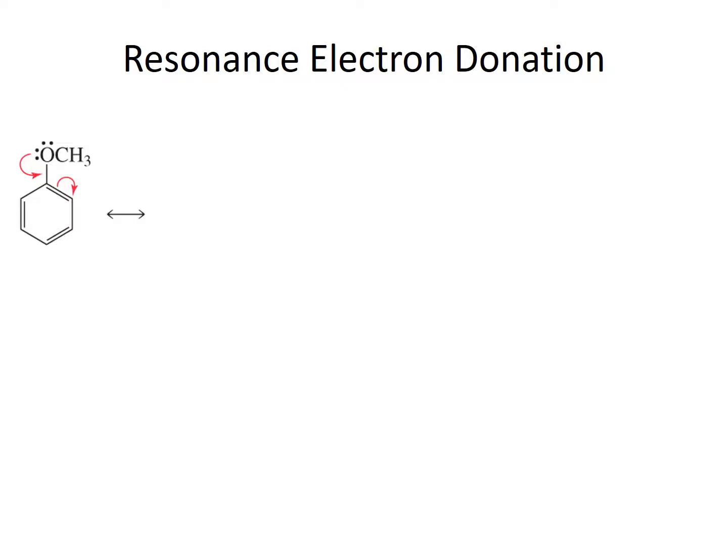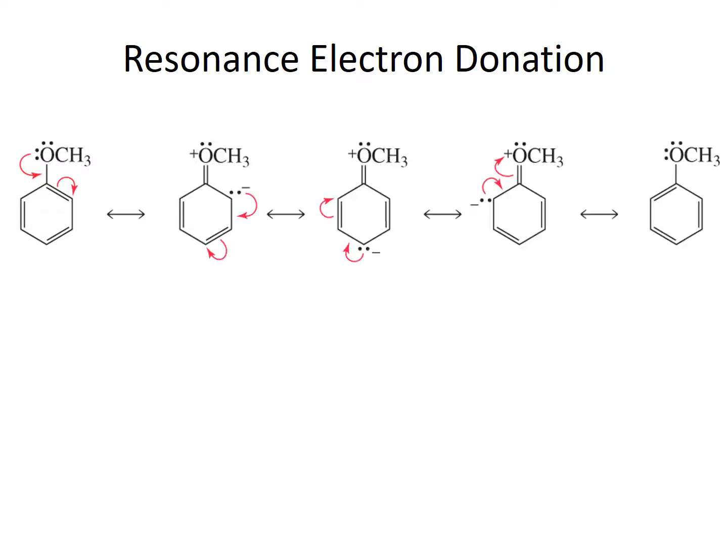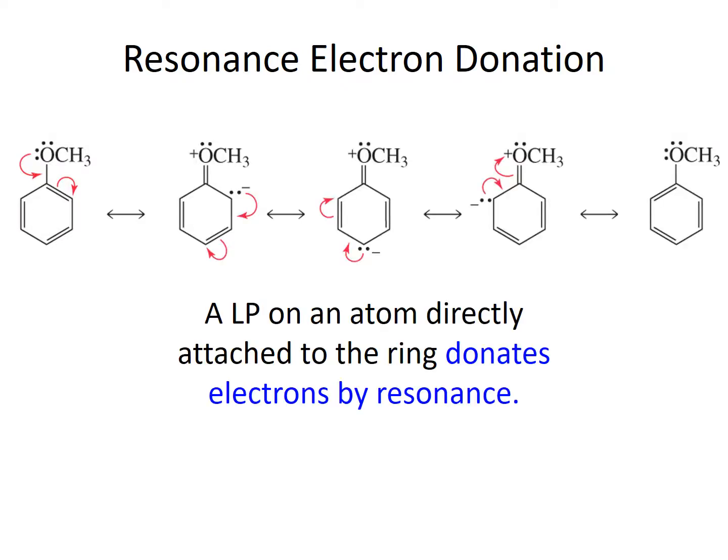others for this structure. The key to identifying an electron donating group is by looking to see if the atom has a lone pair, that is the atom attached to the ring. This is important because these groups will be ortho-para directors during the reactions we'll talk about later.